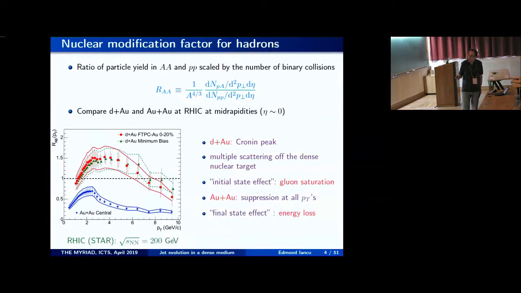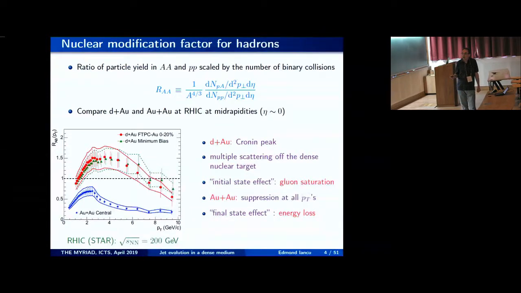So if you look at the data, in neutron-gold you see an enhancement of the ratio as compared to proton-proton collision. You see more production, at least at intermediate values of pT, in neutron-gold than in proton-proton collision. Whereas if you look at gold-gold, you see a suppression, a strong suppression.